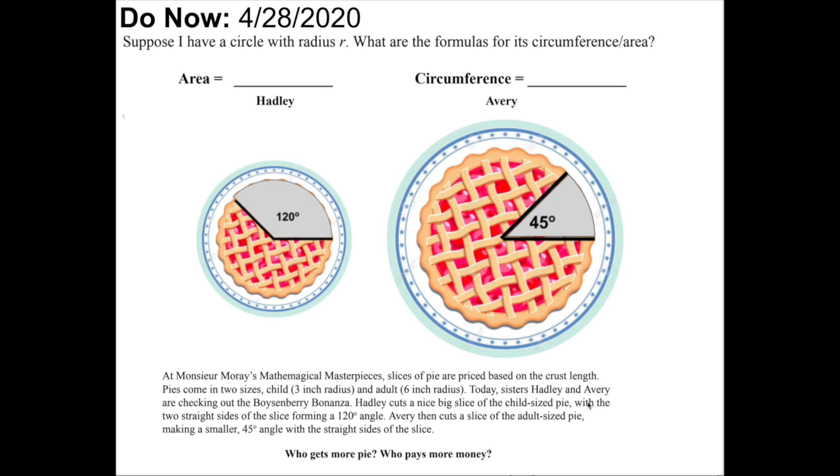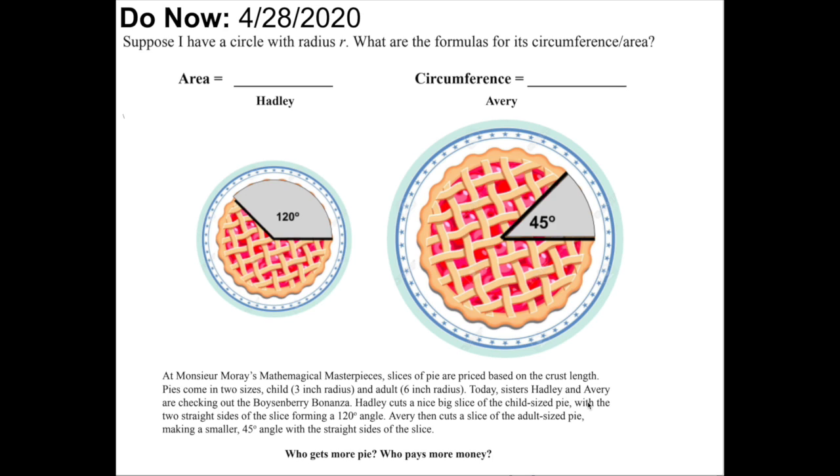Okay, so at Monsieur Moret's mathematical masterpieces, slices of pie are priced based on the length of the crust. So that is to say, all of the pricing is the same, so therefore the longer crust will always cost more, regardless of the pie. Okay, pies come in two sizes: child size, which has 3 inches radius, and adult size, which has 6 inches radius. Okay, today, sisters Hadley and Avery are checking out the boysenberry bonanza.